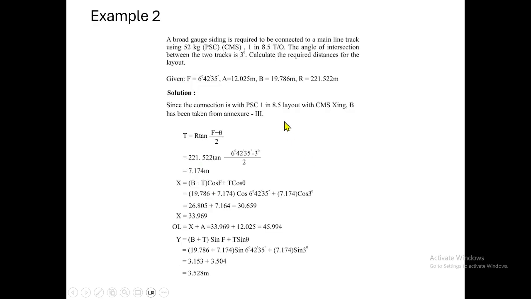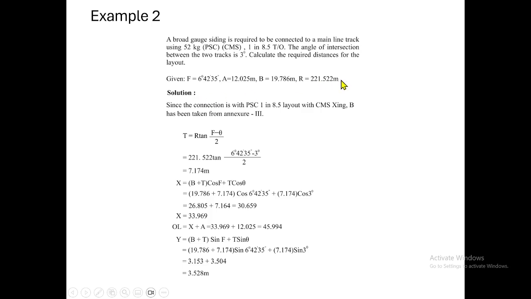So this is an example. Suppose a broad gauge siding is required to be connected to a mainline track using a 1 in 8.5 turnout, here only the end of the turnout. The angle of intersection between the two tracks is 3 degrees. Calculate the required distance for the layout. Here F is 6 degrees 42 minutes 35 seconds. For 1 in 8.5, the crossing angle is 6 degrees 42 minutes 35 seconds, whereas the angle of inclination of the siding is 3 degrees. So it is lesser than your angle of crossing. That is why for this, the second method that we have seen is what we have to plot.